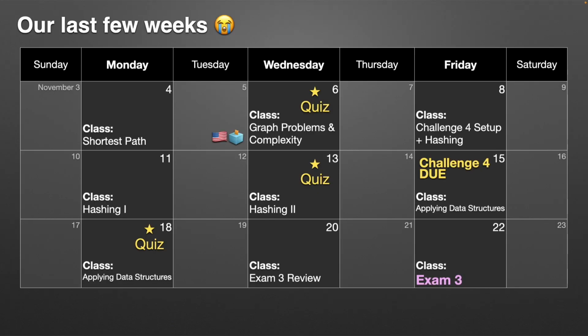So let's start with taking a look at what we've got left in our class. I've just got the last few weeks up here of things that we'll be doing. We are currently here on the 4th. We'll do shortest path today. Tomorrow is an election day.